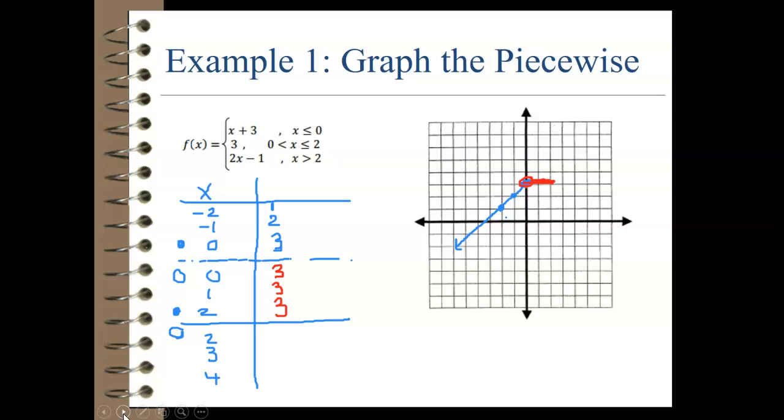And at 2, we plug into the new equation. 2 times 2 is 4. 4 minus 1 is 3. 2 times 3 is 6. 6 minus 1 is 5. 4 times 2 is 8. Minus 1 is 7. So we have the open circle at the point 2, 3. Then we have 3, 5. And 4, 7.